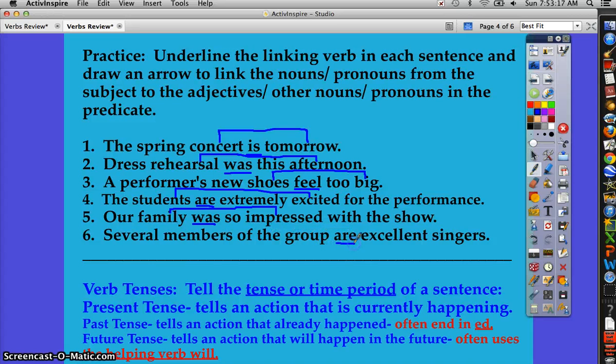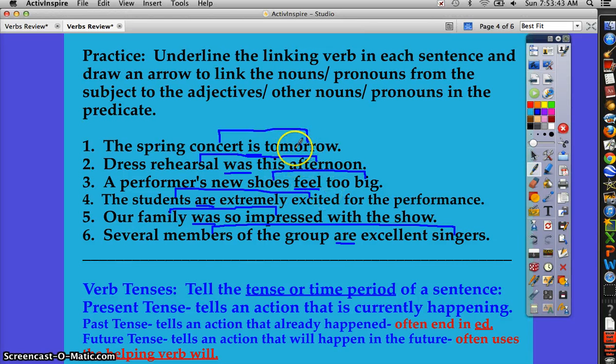Are would link. Okay, what are what, right? Is it the group that are singers or is it the members that are singers? It's the members we're going to link together with singers this time. Singers would be a noun this time, adding a little more description to members with the linking verb are. So in these sentences, the majority of them were linking to adjectives.